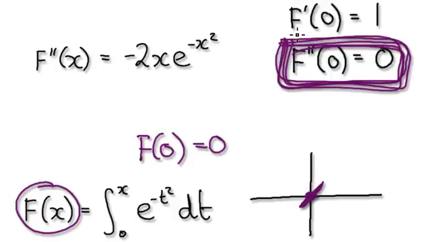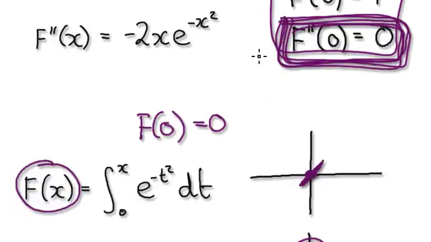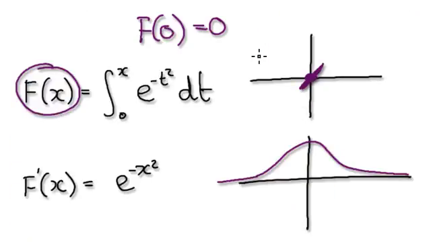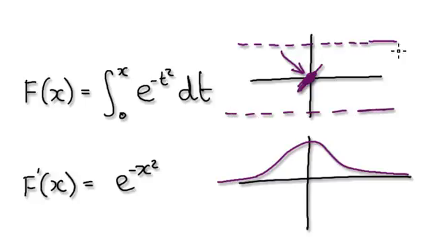Okay, but from these conditions here, we can deduce that it crosses at the origin, has a gradient of 1, and there's a point of inflection at the origin. And then in the previous video we established that there was an asymptote here and an asymptote here. So our graph will look something like this.